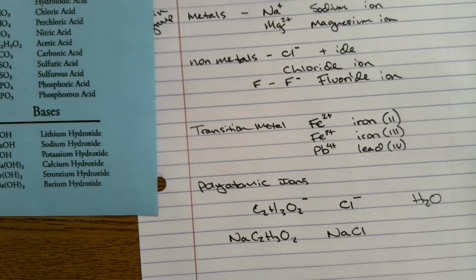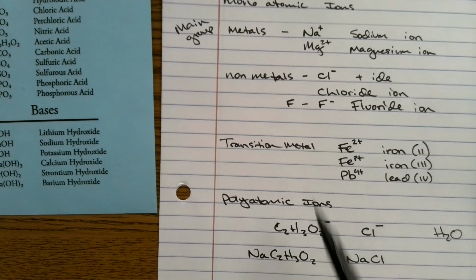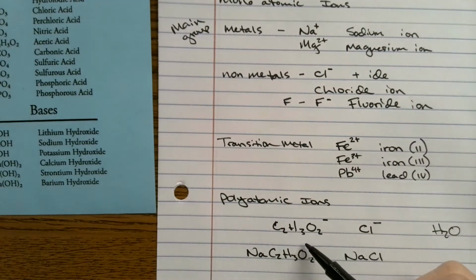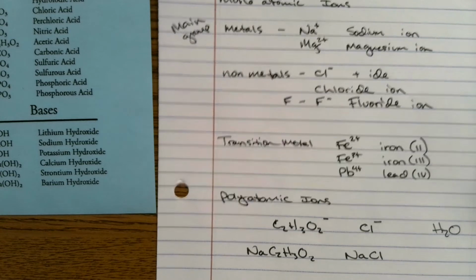All right. These are our 4 players in our game. We have main group metals, transition metals, and then we have nonmetals and polyatomic ions. They're going to form various relationships with each other, and we're going to talk about how we name them and how we balance their chemical formulas for each one.